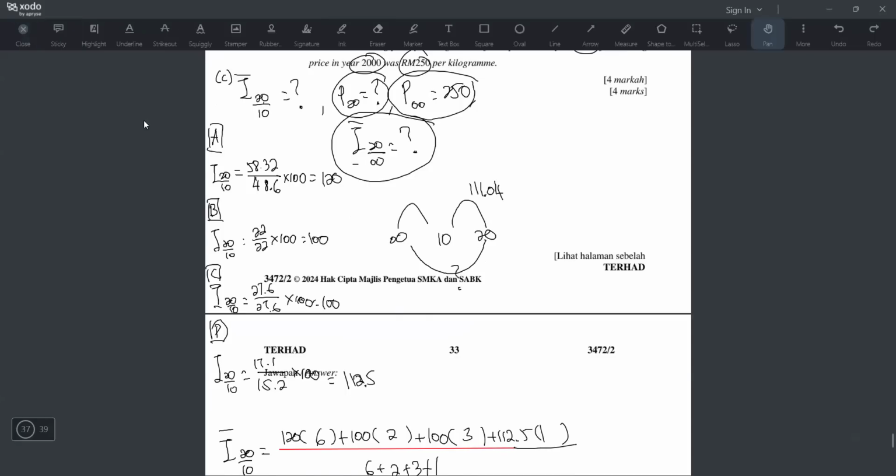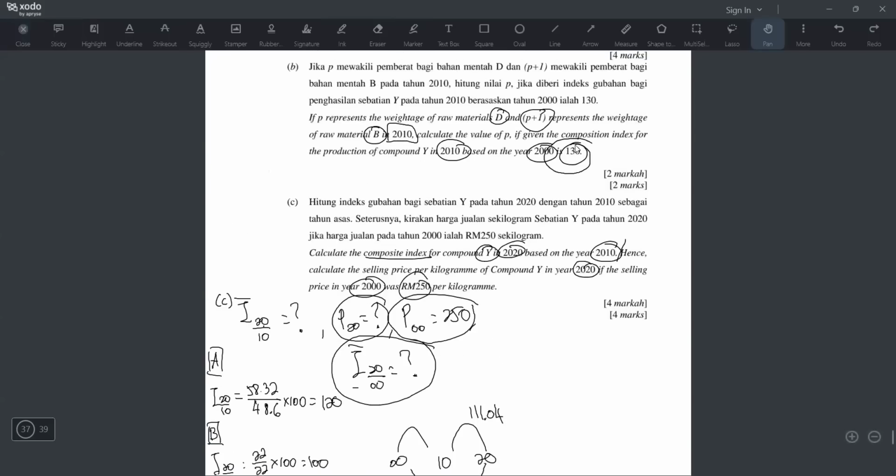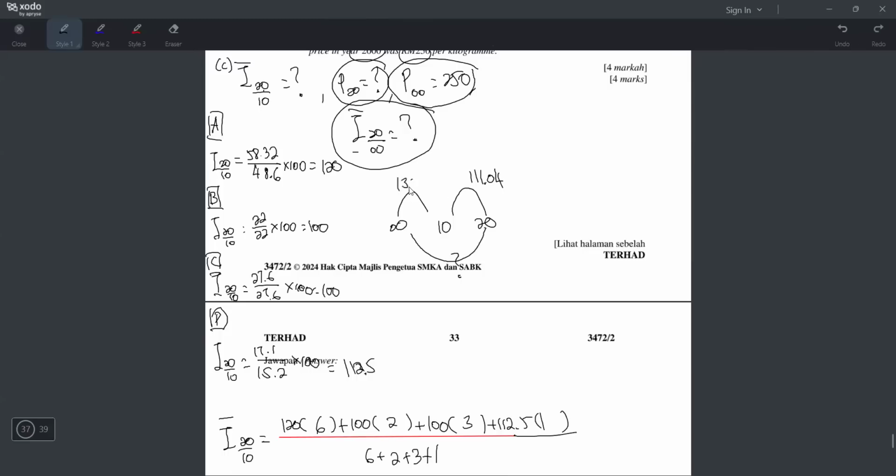Okay, yang ni sudah ada. And satu lagi yang saya ada, 130. The 130 is for 2010 based on 2000, which is here lah. So can I find the bawah one? Yes. So how to find the bawah 2000 composite index 2020 over 2000? 130 times 111.04 divide 100.